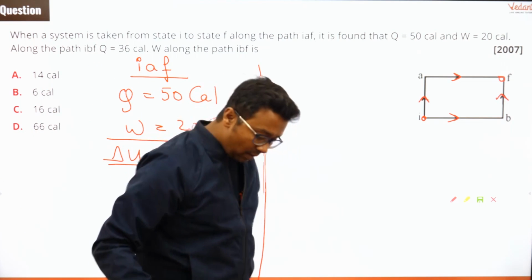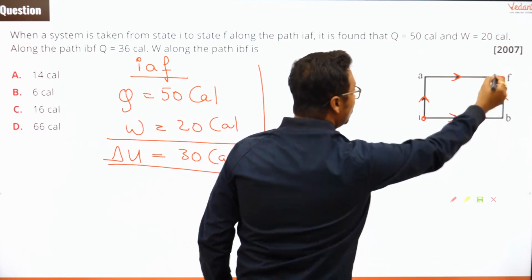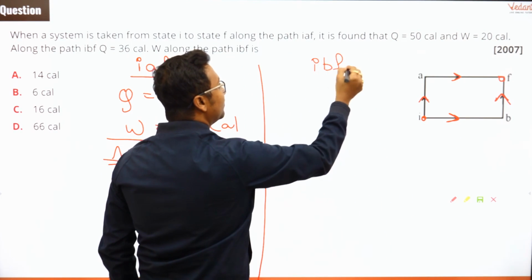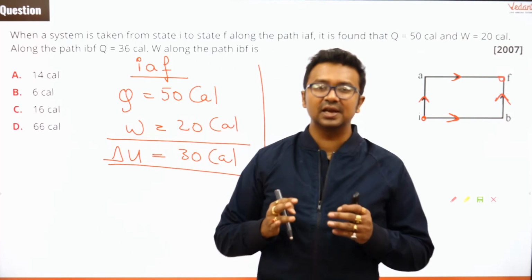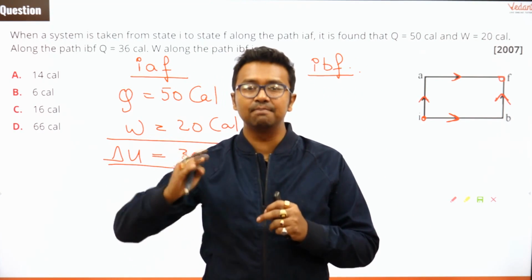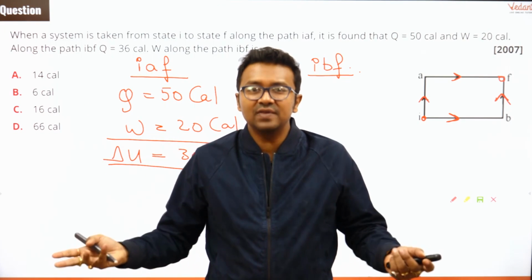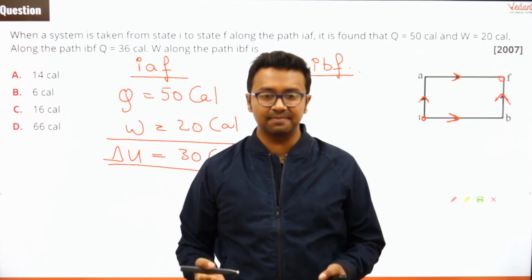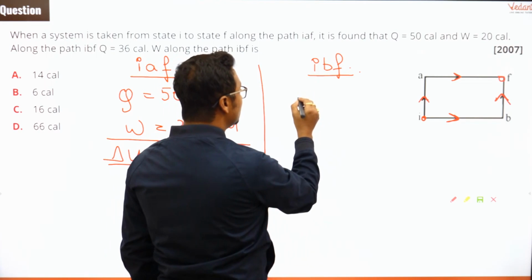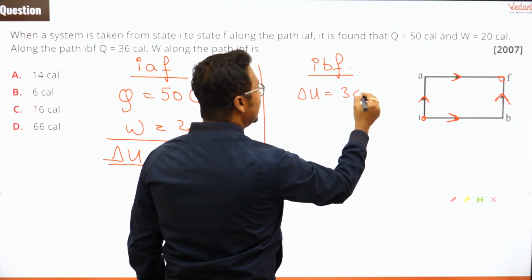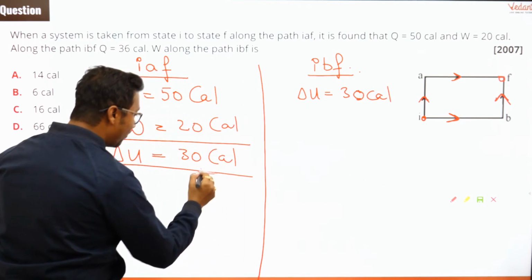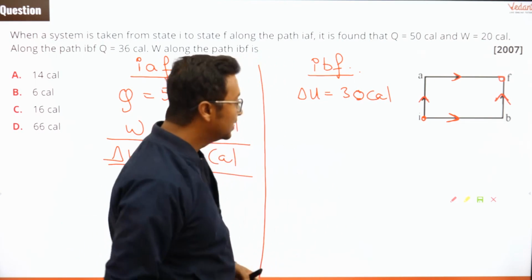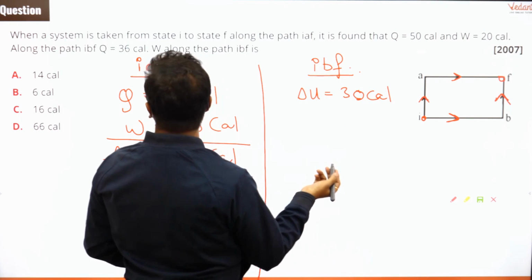All right. Now, as we go from state I to F through this path, that is in the process IBF, students, can you tell me what will be the change in internal energy in the path IBF? Isn't it going to be the same? Obviously, it is going to be the same because the initial and the final point for both the processes is basically the same. Clear? So for this process, your delta U will be 30 calorie. That we calculated from here because the change in internal energy remains the same for both the processes. Clear? Now, what is asked?